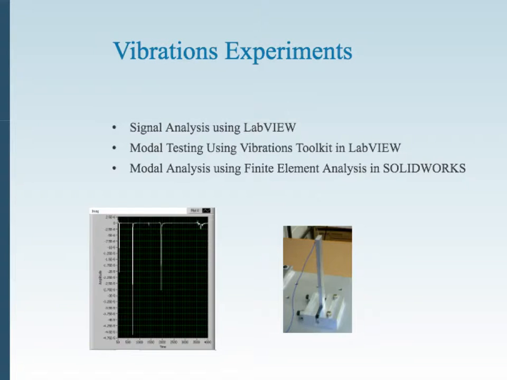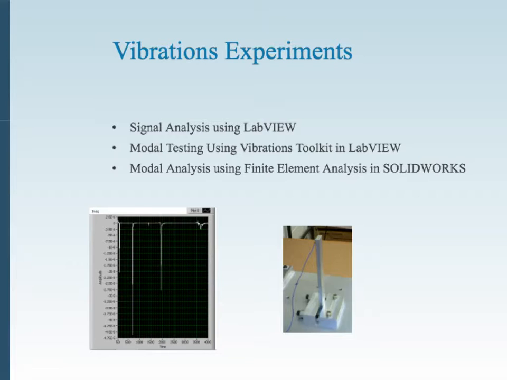For the experiment in mechanical vibrations, basically we use the vibration toolkit in LabVIEW. The goal of this experiment is to find the natural frequency and mode shape of different structures. For example, here you see a cantilever beam, which has an accelerometer connected, and the goal is to find the frequency response and find the natural frequency of this structure.